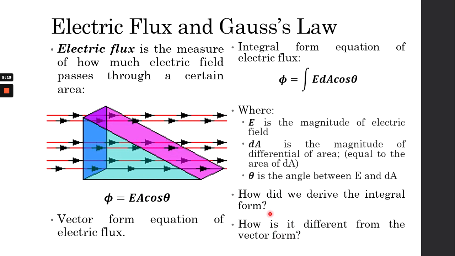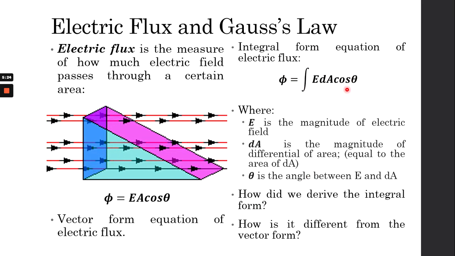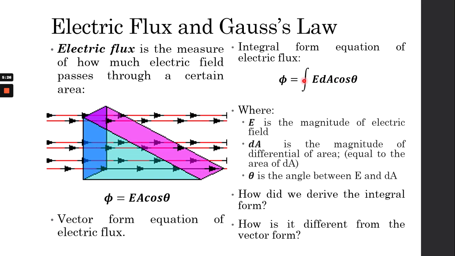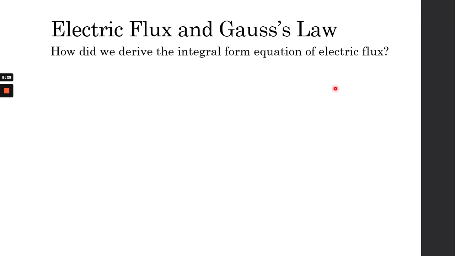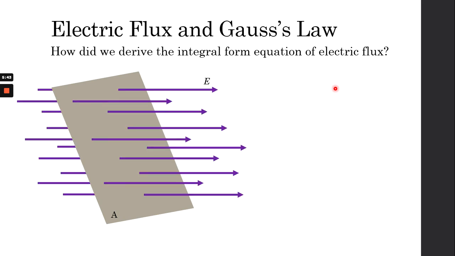We are going to answer these questions. So let's take a look at how we actually derive this equation. What I want you to think about first is this surface area right here. Remember, when we talk about electric flux, we are talking about how much electric field is passing or flowing through a certain area. What I want you to do then is to think of this area and cut it into very small pieces.